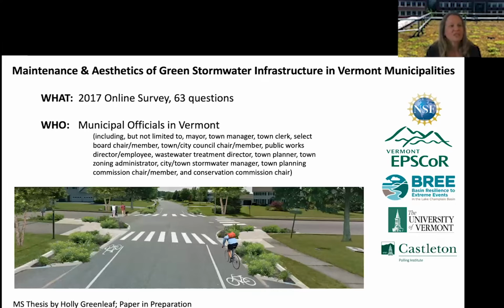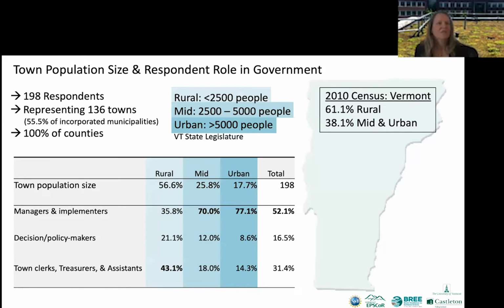The last piece I want to mention is a survey specifically looking at stormwater municipal officials in Vermont. So they may or may not have direct work on stormwater. It's 63 questions. We asked these in 2017, and the publication is in preparation of these data. I think the Vermont folks are pretty interested in this. So we are a very rural state. 5,000 people is what we're considering urban here for the purpose of these studies. So we have some really small towns.